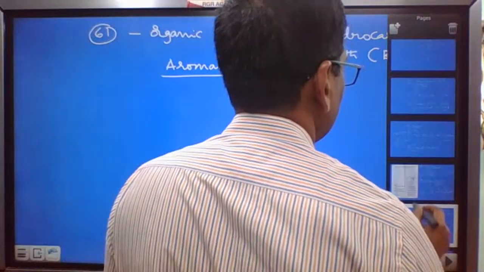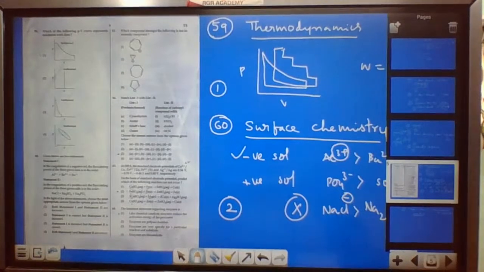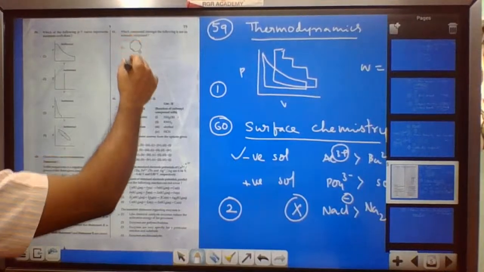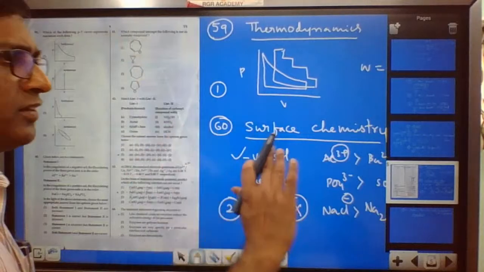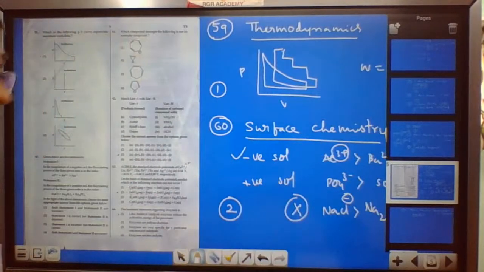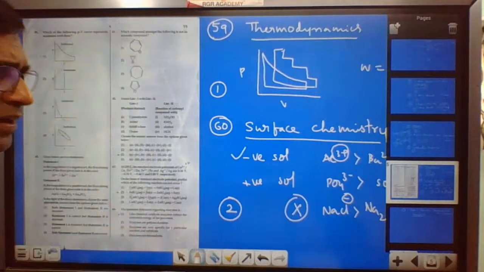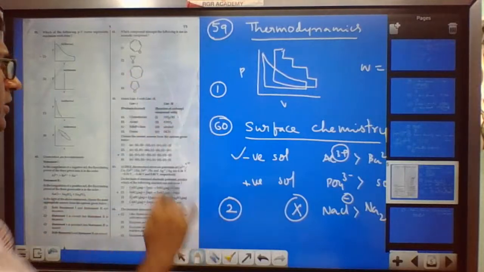We'll go back and check. You see, which compound among the following is not aromatic? What are the conditions required for aromaticity? Number 1, there should be a planar ring structure. Yes, all have a planar ring structure, meaning all the carbon atoms should be in the same plane. Second, there should be conjugation, meaning alternate double bonds. Yes, it has alternate double bonds. Even this has alternate double bonds.